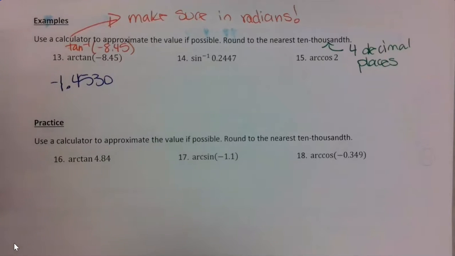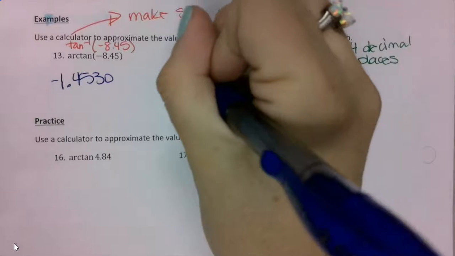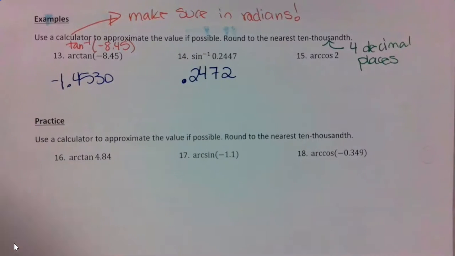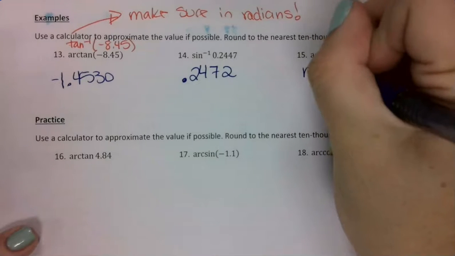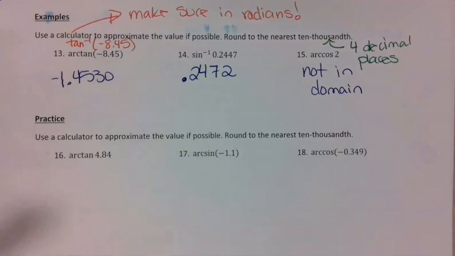Okay. So type in number 14 and let me know what you guys get. .2472. Okay, and then number 15? No. So, yeah, not in domain. Because the calculator should be giving you an error here. So, questions on 13 through 15. Yeah, both those things mean the same thing.